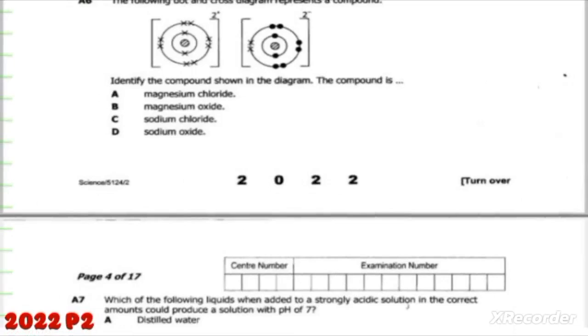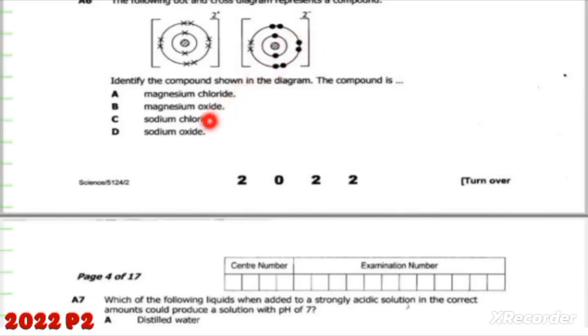So this question is coming from 2022 paper 2, section A. The following dot and cross diagram represents a compound. Identify the compound shown in the diagram. Since this one is losing 2 electrons, this one is coming from group 2. And since this one is gaining 2 electrons, this one is coming from group 6.